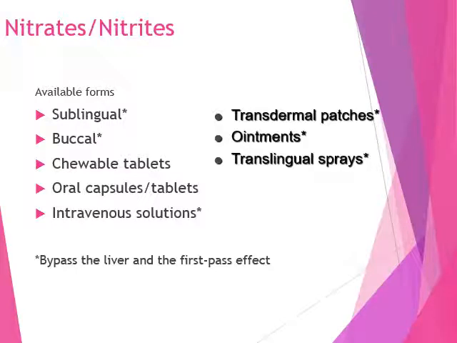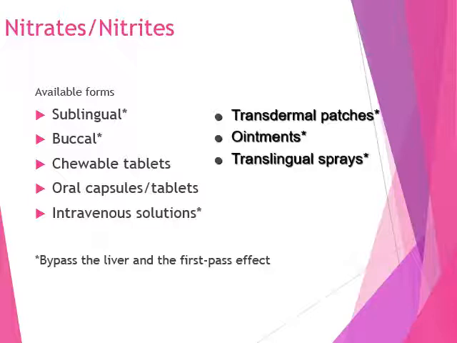So the first group of medications we'll talk about are nitrates. Our available forms include sublingual, buccal, chewable tabs, oral capsules or tablets, and IV solutions. The ones with the asterisk next to them, so sublingual, buccal, and IV, bypass the liver and the first pass effect. So that also includes transdermal patches, ointments, and translingual sprays. I'm sorry, I didn't even look over there.